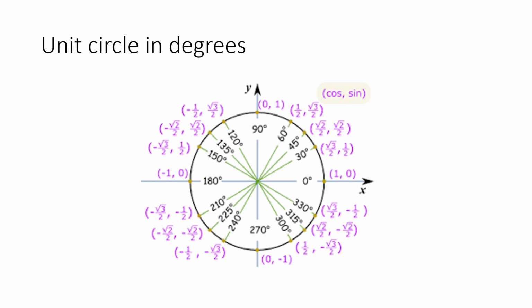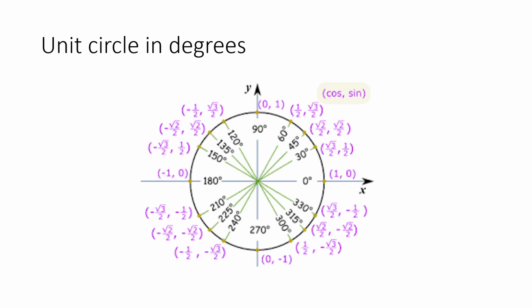All right, so let's switch it up. Let's go to, let's say, 240 degrees. Let's look at that one. Well, if we look at that one, the x-coordinate is negative 1/2 and the y-coordinate is negative root 3 over 2. Well, that means the cos of 240 degrees is negative 1/2, and the sine of 240 degrees is negative root 3 over 2.